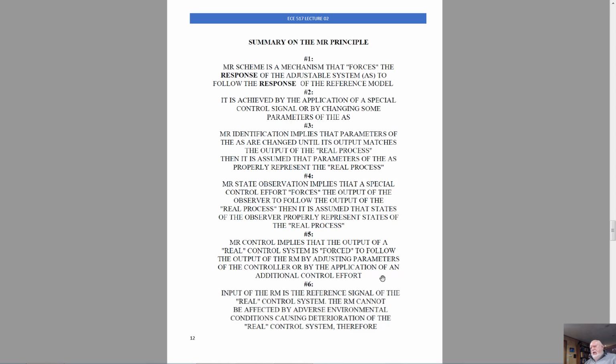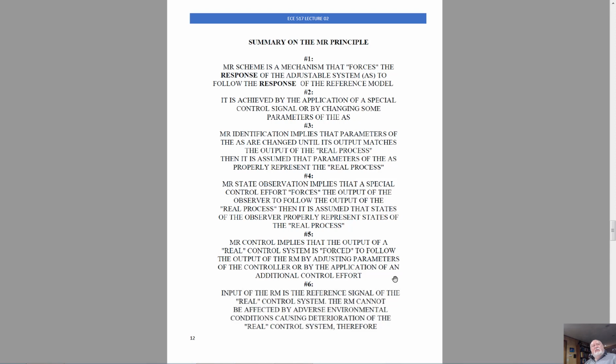Number 5. Model reference control implies that the output of a real control system is forced to follow the output of the reference model by adjusting parameters of the controller or by the application of an additional control effort. You saw this in my schematics.